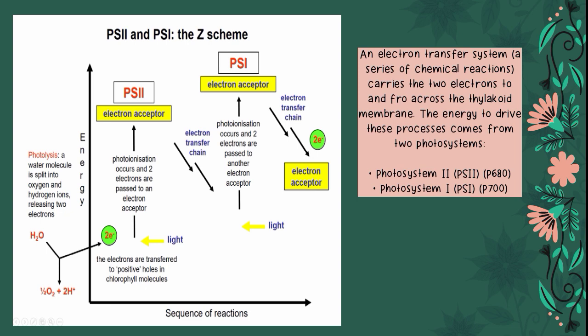The energy changes accompanying the two sets of changes make a Z shape when drawn out. This is why the electron transfer process is sometimes called the Z scheme. Key to the scheme is that sufficient energy is released during electron transfer to enable ATP to be made from ADP and phosphate.